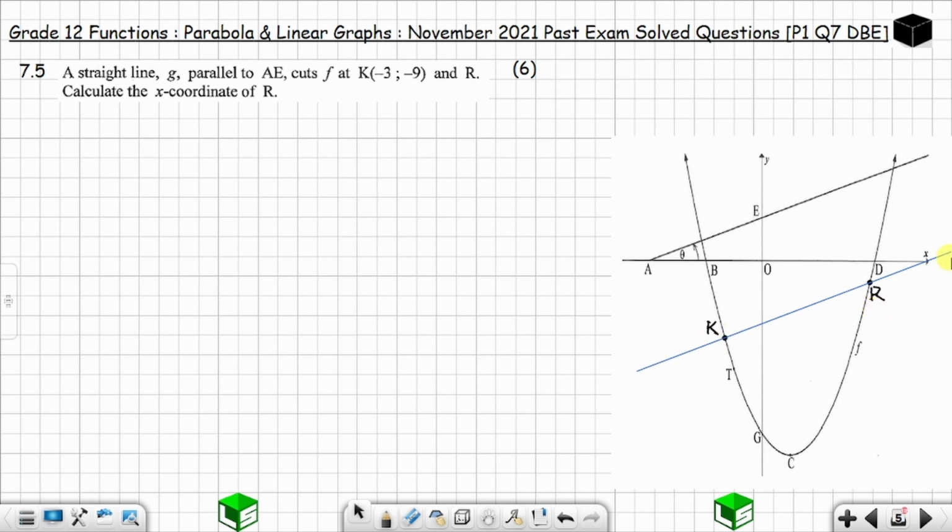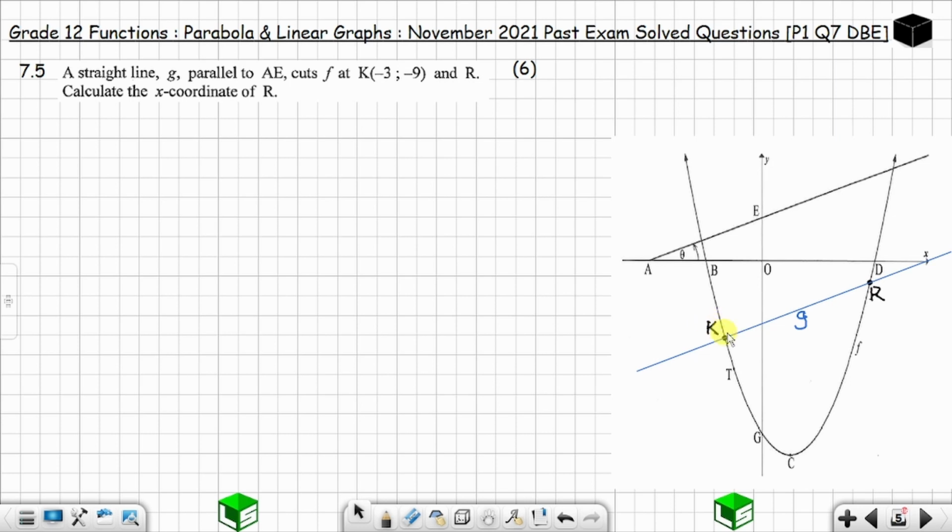Okay, this is what they are telling you. You can see this line is called G. You are told it's called G. So the line is parallel to AE. You can see this is AE and this is the line G. So it's parallel to AE. Okay, now the question is to find the x coordinate of R.